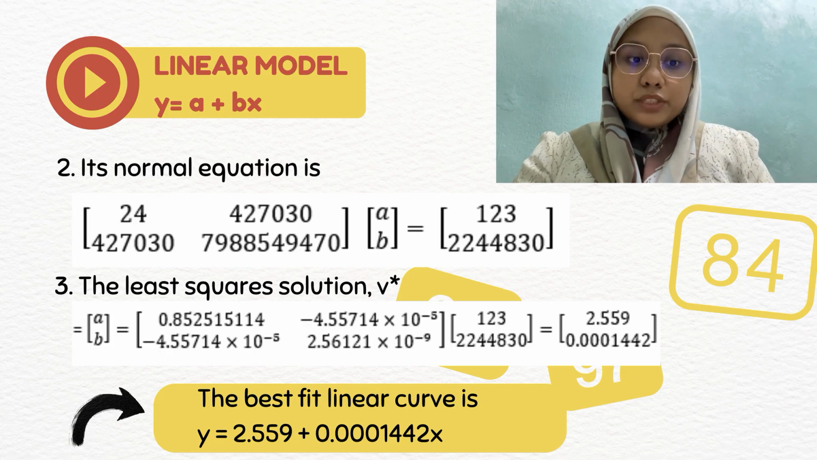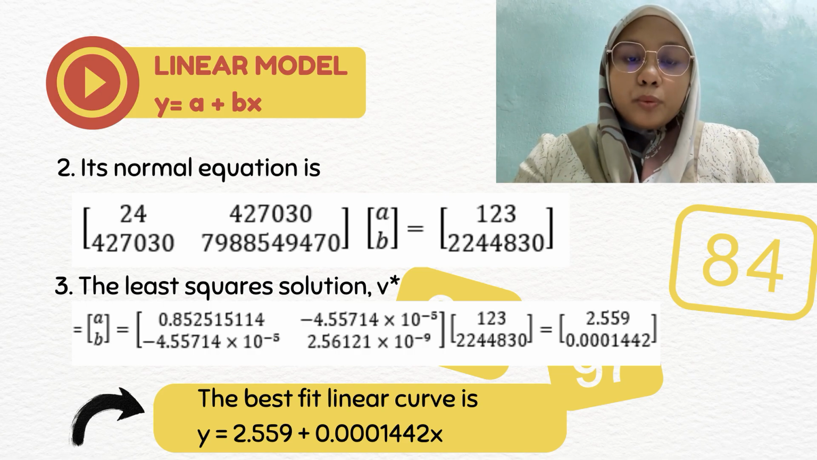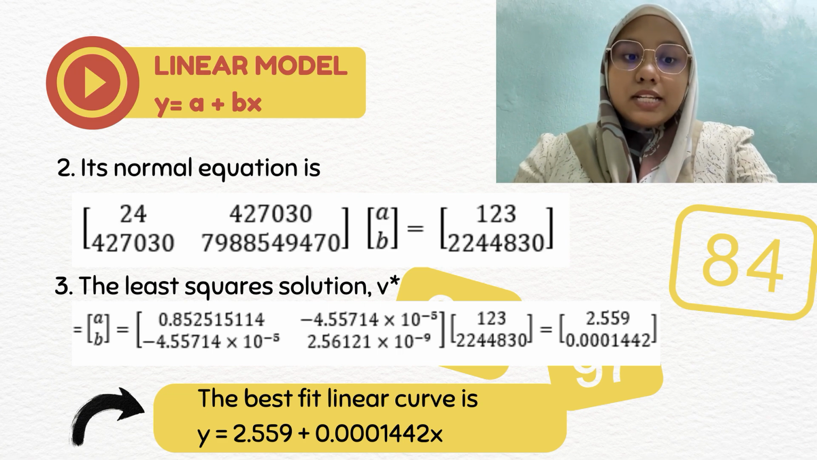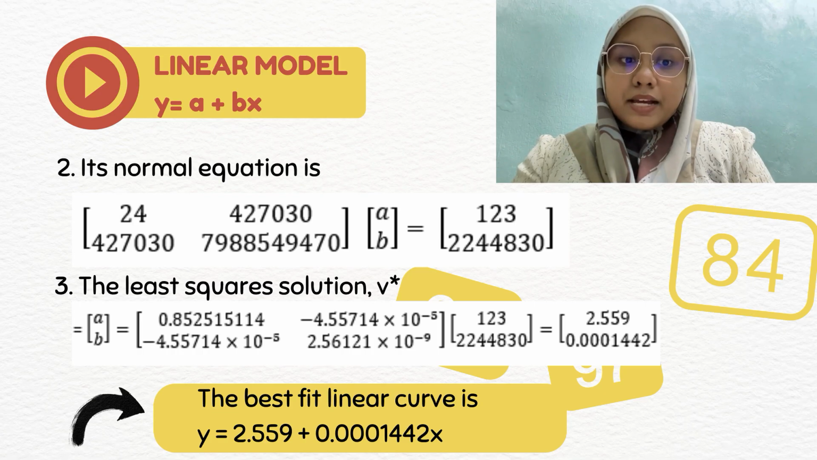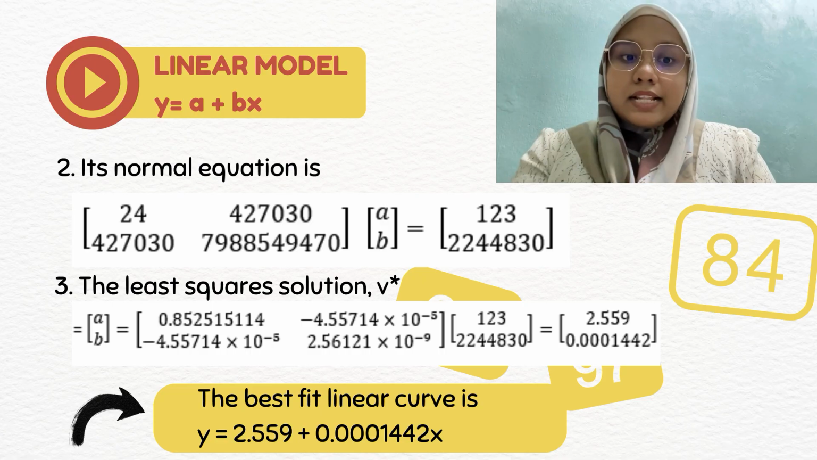From our computation, we obtain the matrix M transpose M and M transpose y as shown. Solving the normal equation allows us to estimate the parameters. So we got a is 2.559 and b is equal to 0.0001442. Therefore, the best fit linear model relating the number of deaths to the crude death rate is y equals 2.559 plus 0.0001442x. This model provides the line that minimizes the overall prediction error for our data.